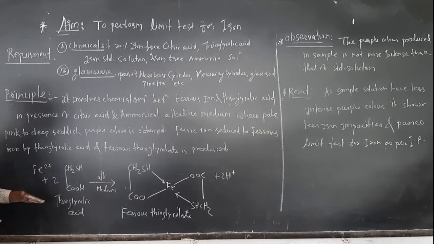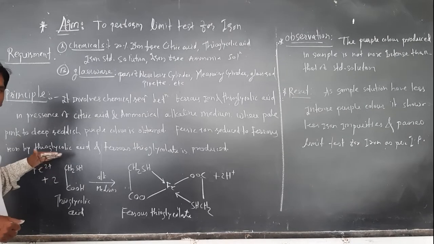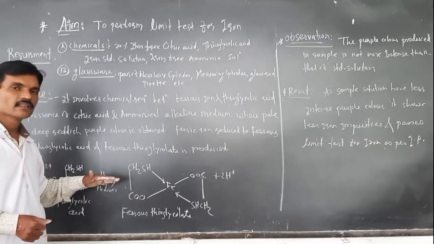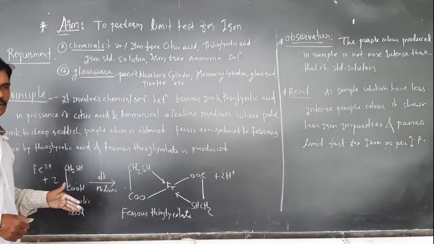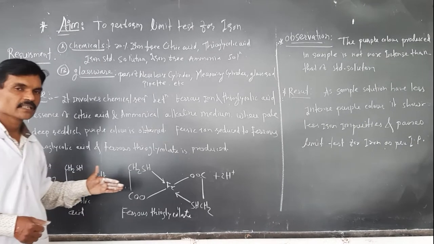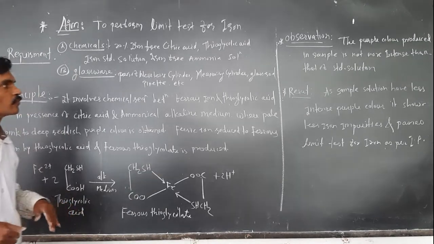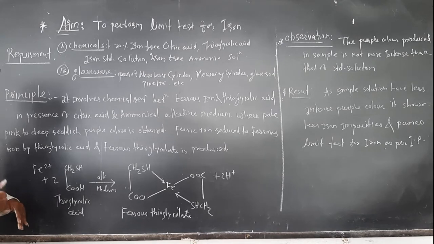We can conclude that if the sample has less color intensity than the standard, it passes the limit test for iron as per IP. Vice versa, if the sample has more color intensity than the standard, it will fail the limit test for iron. So we actually perform this practical now.